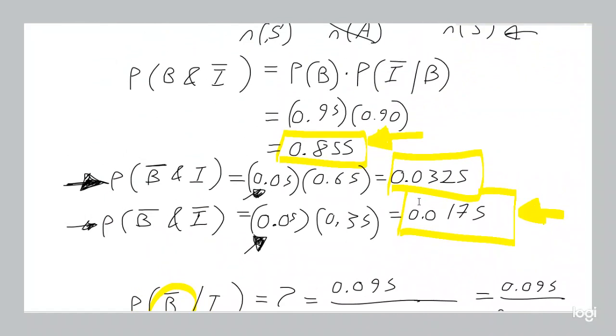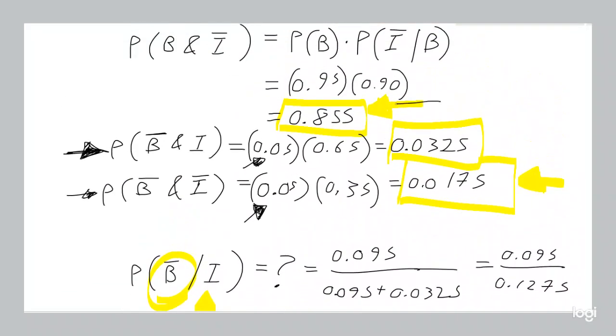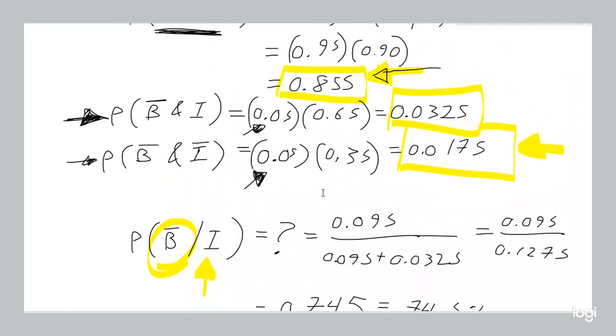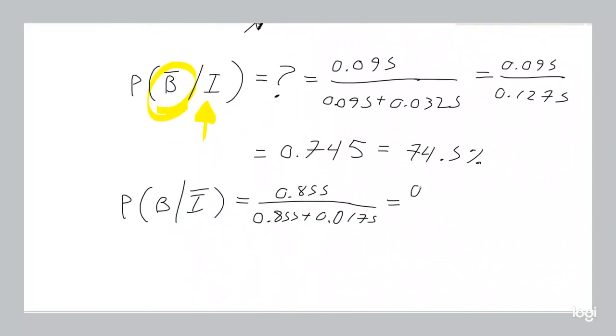Now of those two, which one corresponds to the portion of those who were wearing a seatbelt and did not receive an injury? That's this one right here. They were wearing a seatbelt and did not receive an injury, and that's what we want. What's the probability that someone was wearing a seatbelt given that they did not receive a serious injury after a serious accident? So 0.855 was that number right here, and then we calculate this.